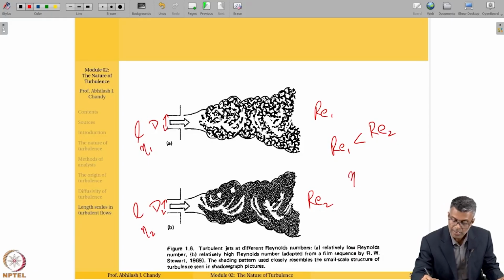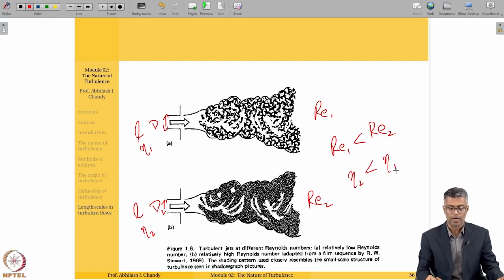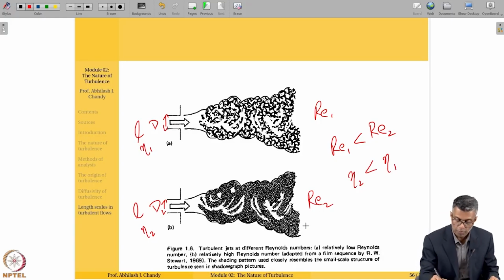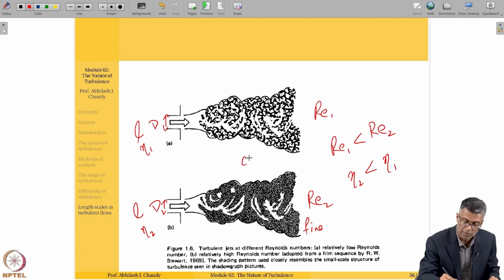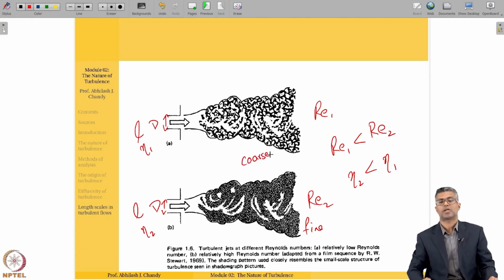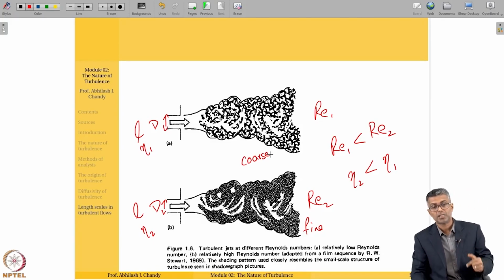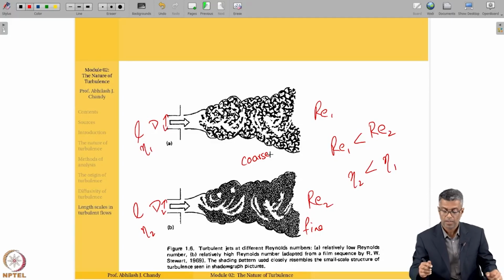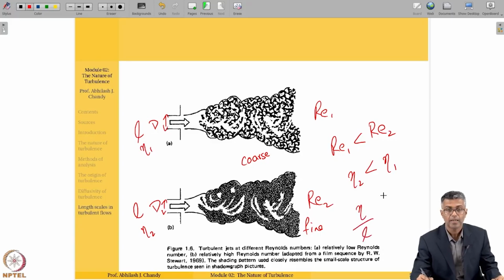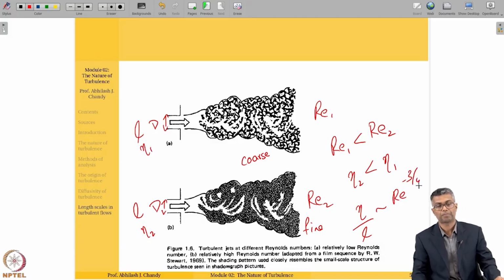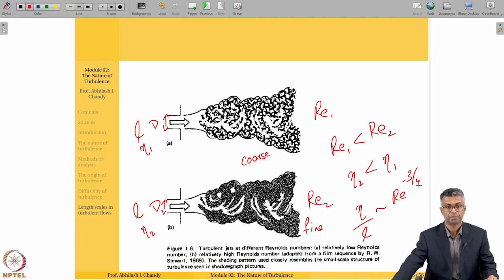That is because eta 2 is less than eta 1, as is clear from the picture. You have a more fine-grained small-scale structure, and you have a more coarse-grained small-scale structure. So Re1 is less than Re2, and because of that, eta 2 is less than eta 1. Because as you know, eta over L is of the order of magnitude of Re to the minus 3/4. So as Reynolds number increases, eta keeps on decreasing, and that's what has happened here. So that is clear from the picture, isn't it?